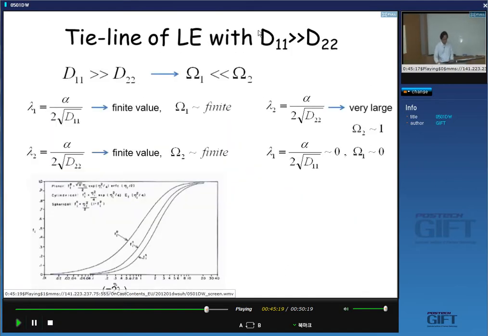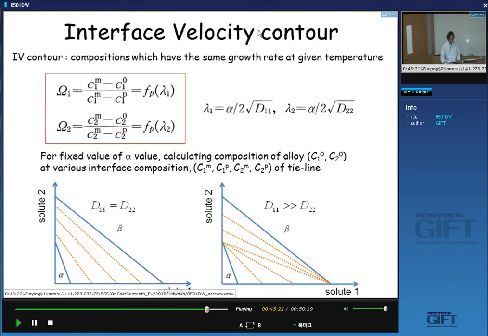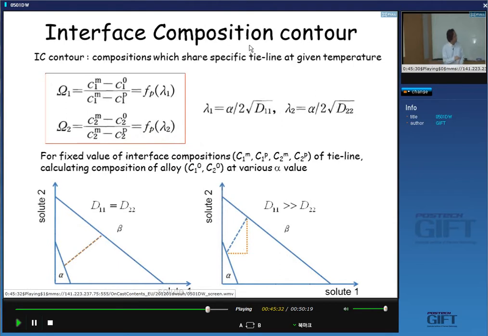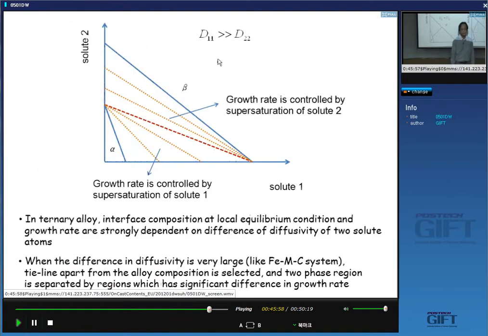Actually, this line is the project line of this point. When you construct this triangle for various tie lines, the trace of this point goes through this, and the trace of that point constructs this red line.